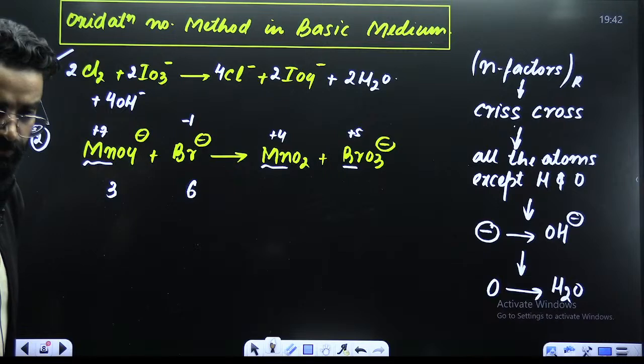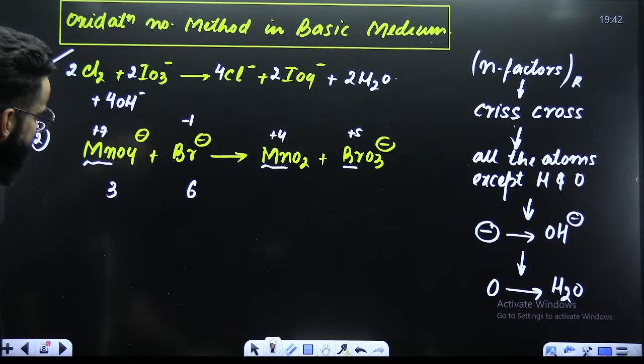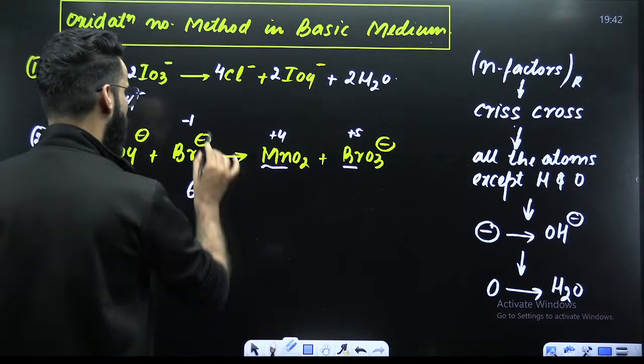So I got the n factors of both. My dear students, since you got the n factors of both, now what is the next step?